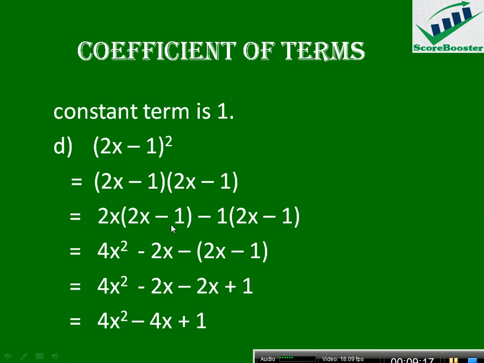2x minus 1. You first multiply the sign. Plus 2x minus 1. Plus multiplied by minus will give minus. 2x multiplied by 1 will give 2x. And we are done with that. Now we move to this.